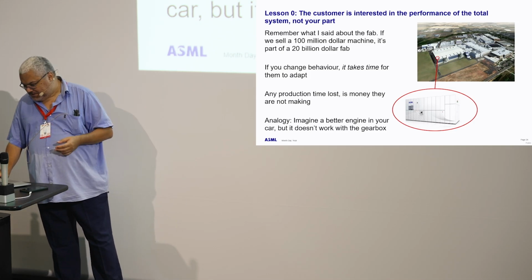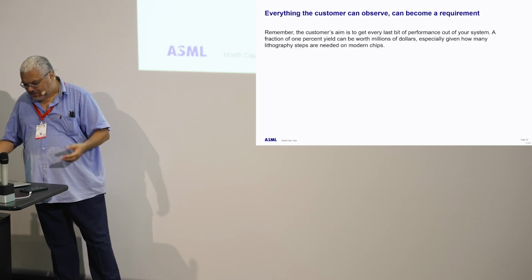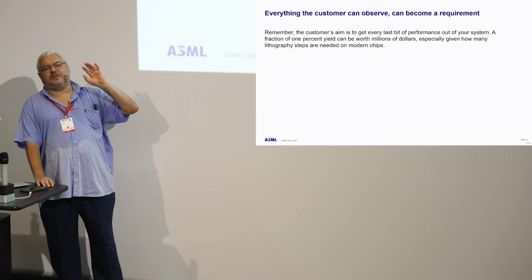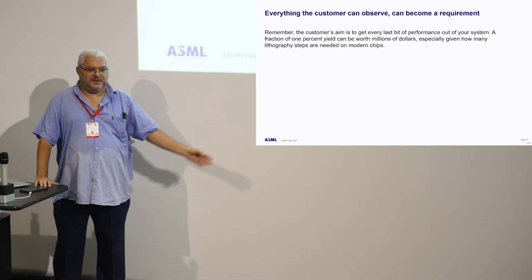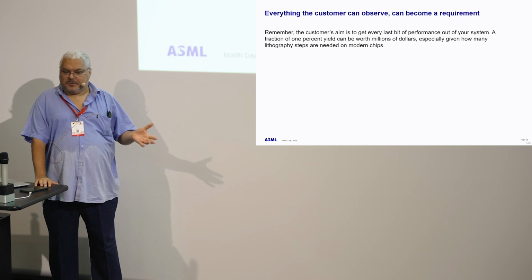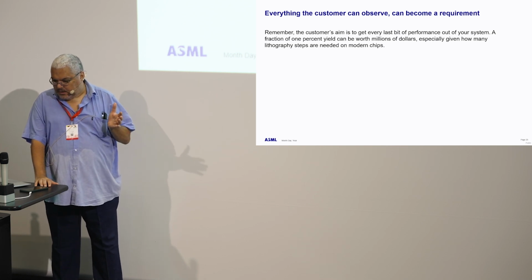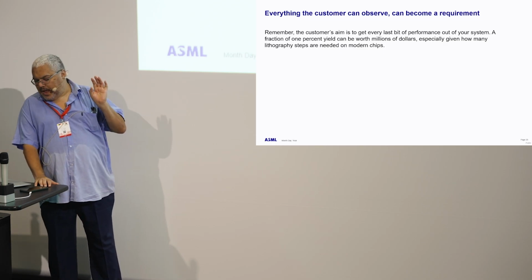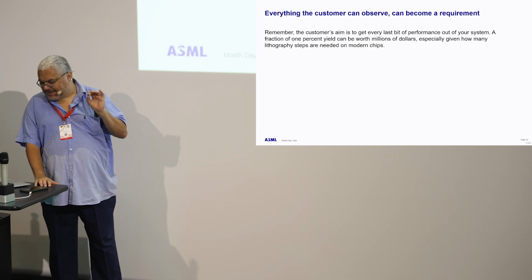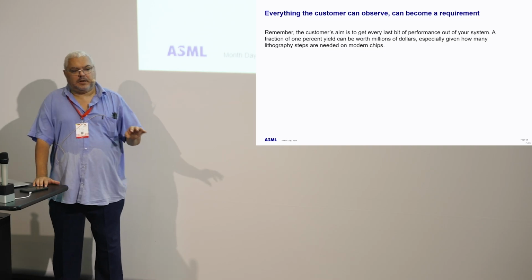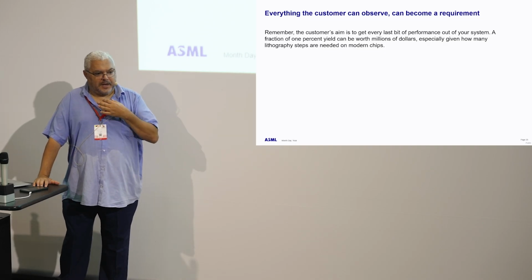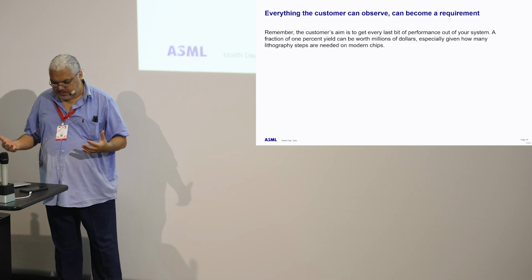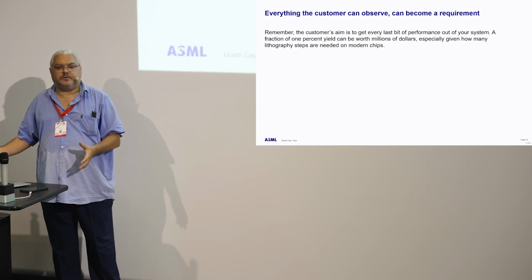Now, the sort of things that can go wrong with this, and this is something that's maybe specific to machines that are as long-lived as ours. There are machines in the field that have been running since before I started my career. Everything that the customer can observe can become a requirement. Not one that you captured, not one that you wrote down, not one that you promised, but the customer, their aim is to get everything they can out of the machine.